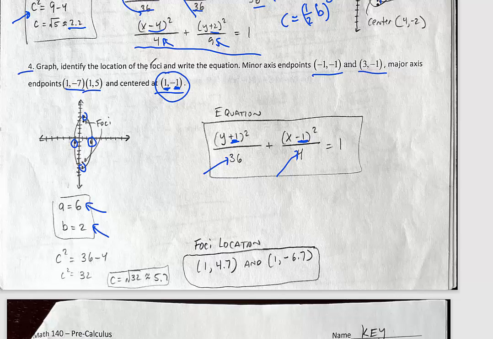Now, if I want to know the foci location, again, it's c squared equals a squared minus b squared. So 36 minus 4 is 32, which gives us 5.7. So then I want to go to the center over here, which we said was 1, -1, and then go up 5.7 for this foci, down 5.7 for that foci. And all I did was add 5.7, subtract 5.7 from my center here to get the location of those coordinates.